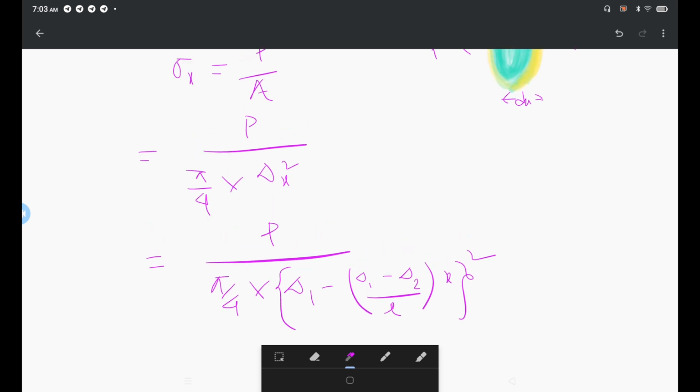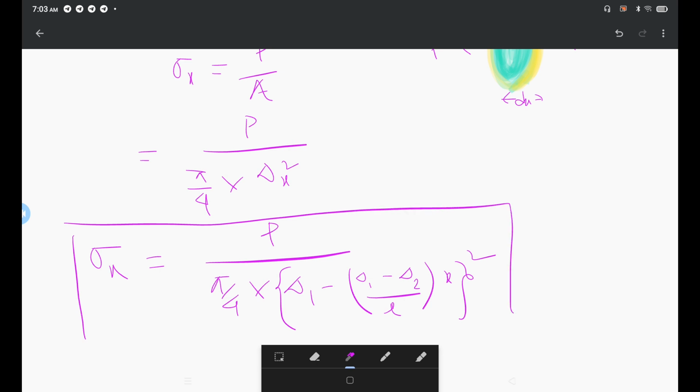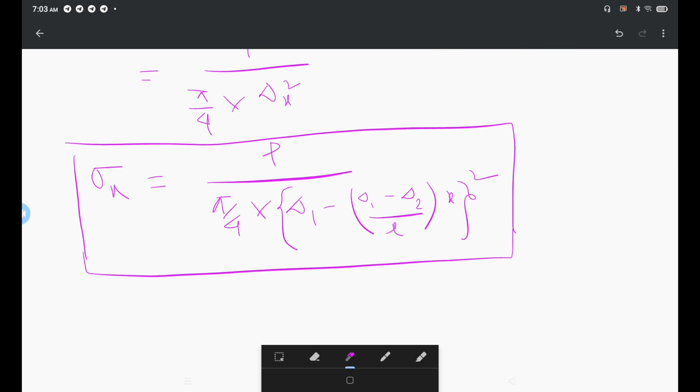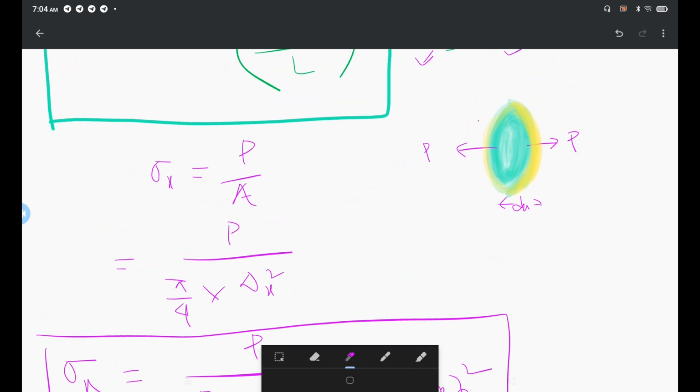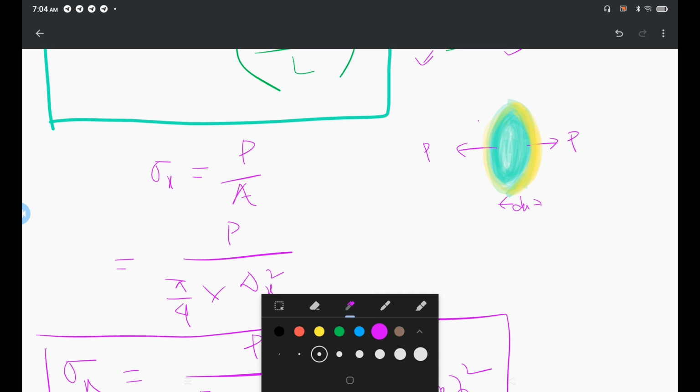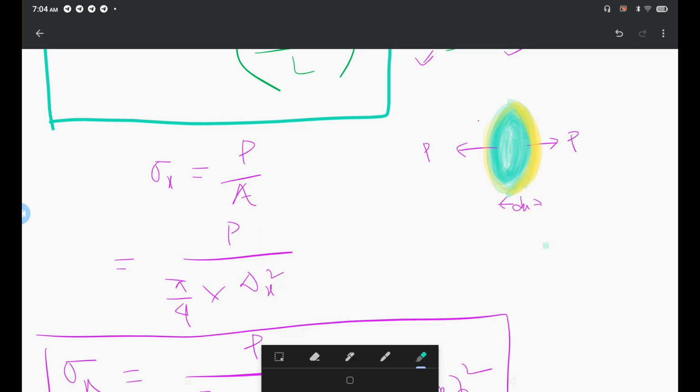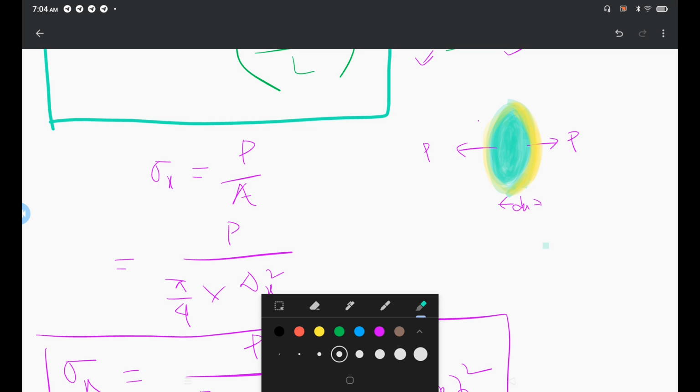This is our stress for the elemental strip. Due to that stress acting along the area of the elemental strip, there will be some amount of strain in that elemental strip.